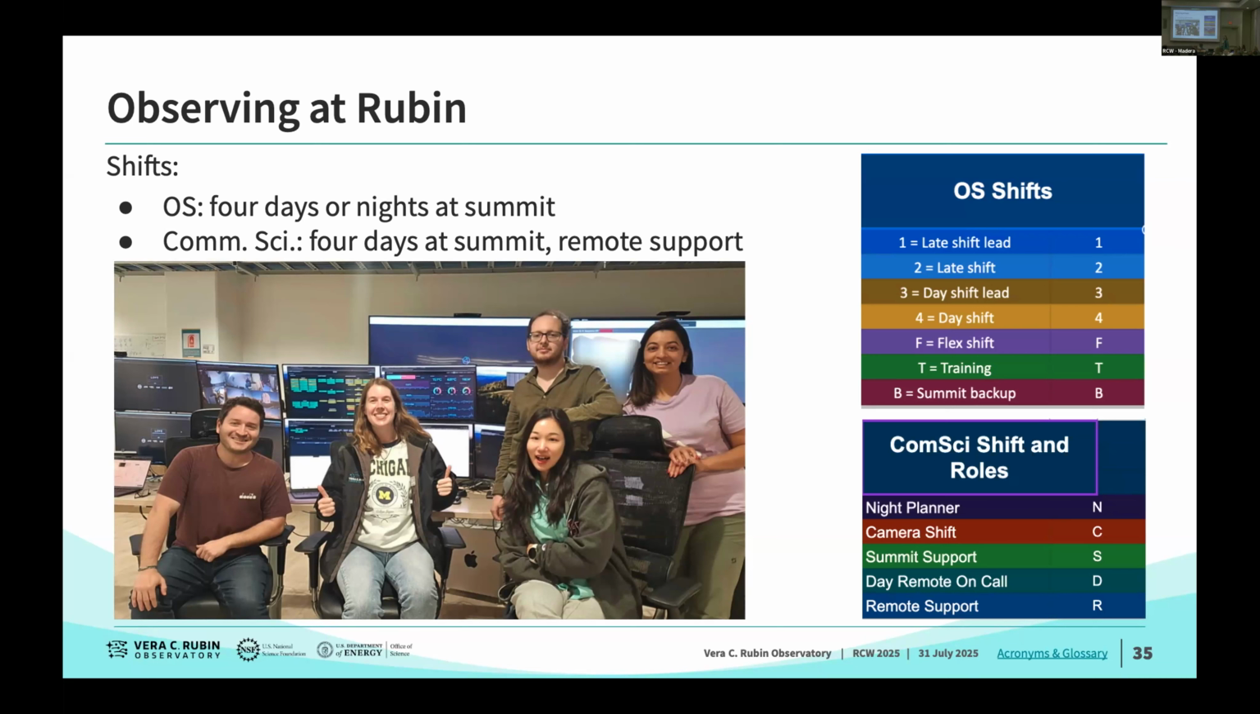And as we shift into more of the operations phase of the project, the camera team has really been starting to transfer a lot of their knowledge to the commissioning scientists. And then, like I said, they support us both at the summit and in a remote capacity.